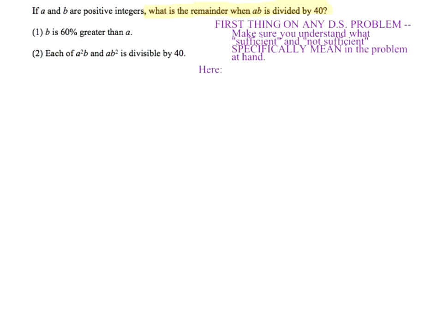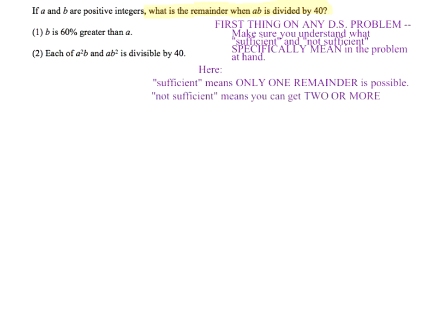So like here, sufficient means that only one remainder is possible. Make sure you get that in your head at least. You may even want to write it down just so that it's a focus for your attention. Not sufficient means you can get two or more different remainders. This should be routine. This should seem like no big deal. But if you guys aren't figuring this out before you start, then there's no goal for the rest of everything. So, okay, let's talk about testing cases.